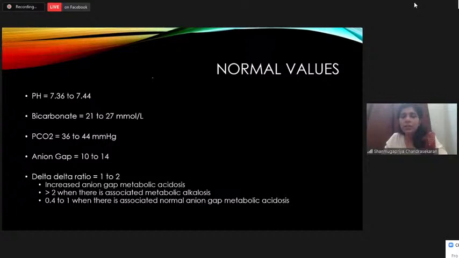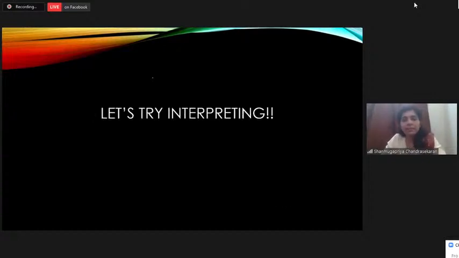Delta-delta ratio, this is how you interpret. If it's between 1 and 2, it is just increased anion gap metabolic acidosis. If it's more than 2, there is associated metabolic alkalosis. If it's between 0.4 and 1, it is associated normal anion gap metabolic acidosis. Now, let's try interpreting. So look at this ABG chart. First, look at the values, pH.